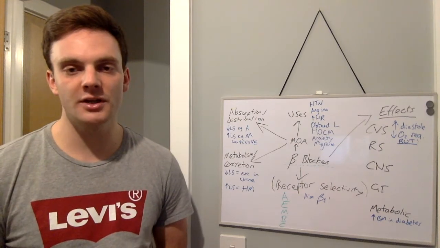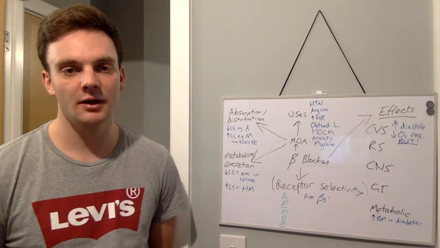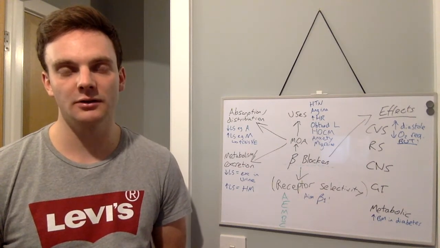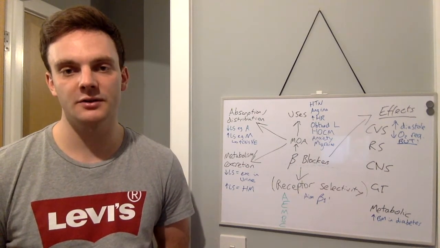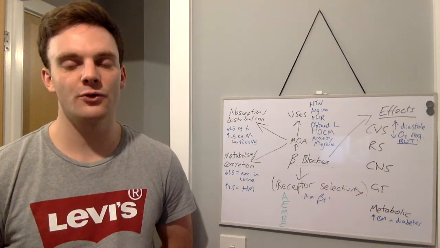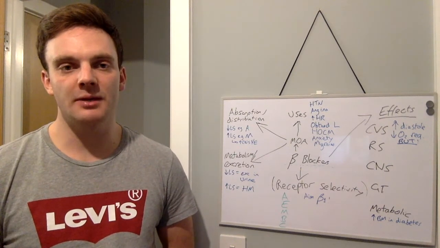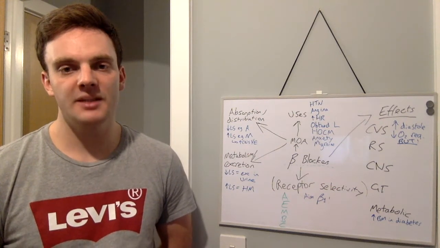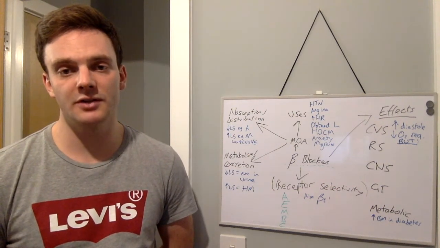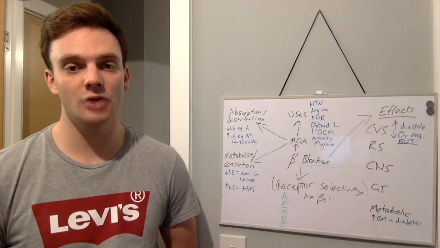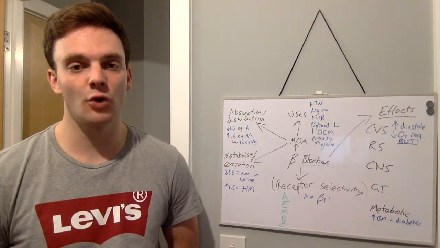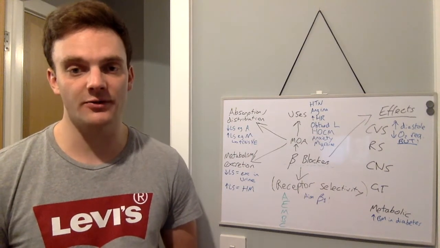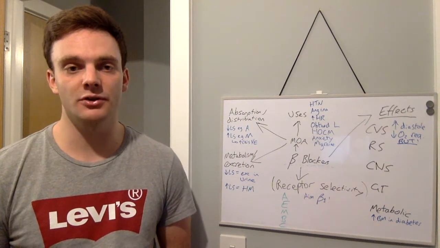So the absorption and distribution of beta blockers. Beta blockers with a low lipid solubility, for example atenolol, are poorly absorbed in the gut. Therefore, these will preferentially be given via the IV route. Beta blockers with a high lipid solubility, for example metoprolol, can be given orally. However, these have increased CNS side effects as they are more able to cross the blood-brain barrier.